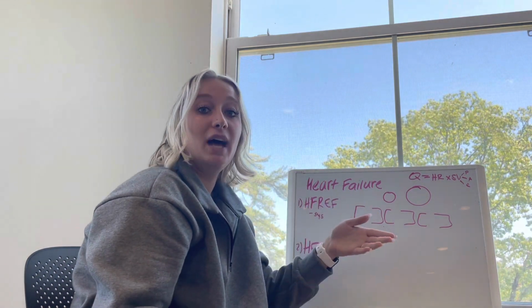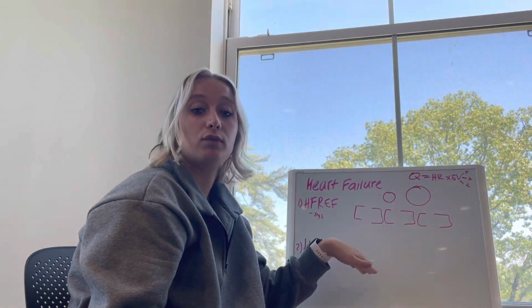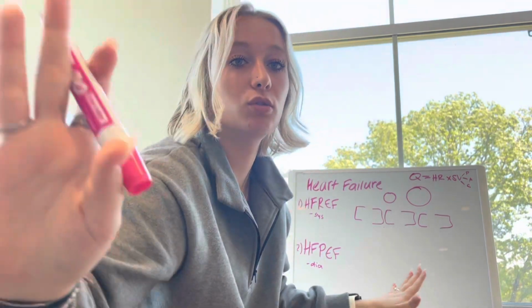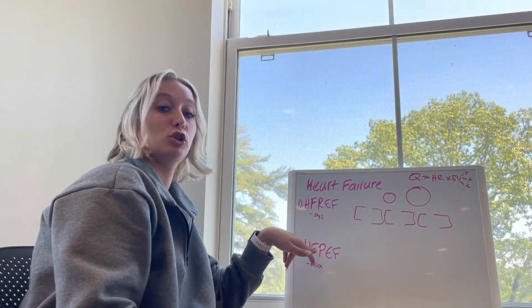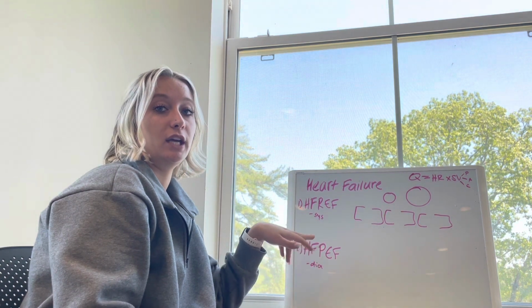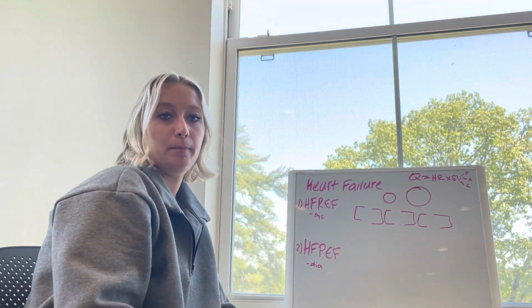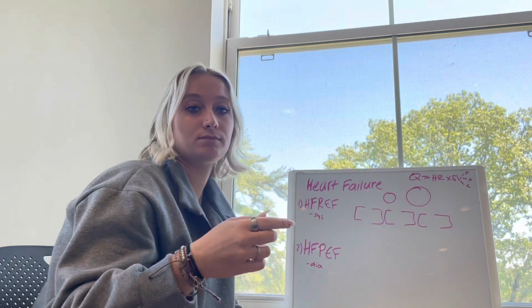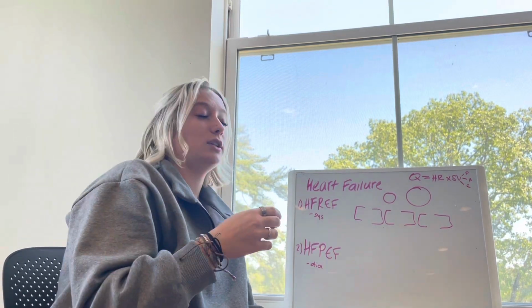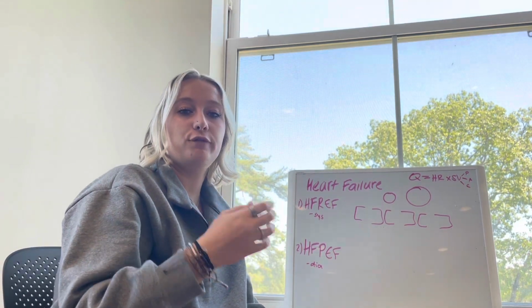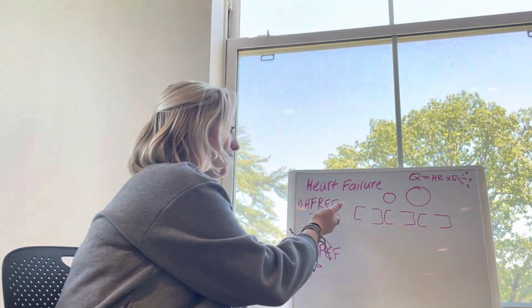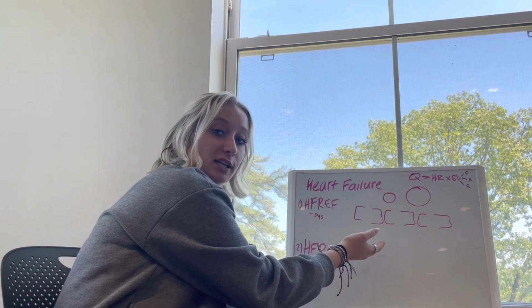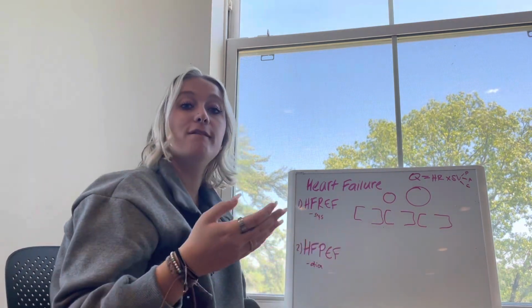So now HFpEF. HFpEF is the one you can live with. HFpEF, that's okay. You can live with HFpEF, that's fine. HFpEF is heart failure with preserved ejection fraction. So with this one, your ventricle isn't filling properly. With HFrEF, it was an ejection issue. HFpEF is a filling issue.